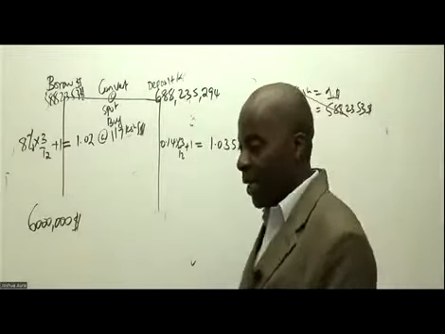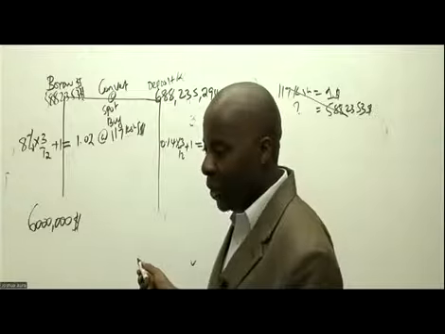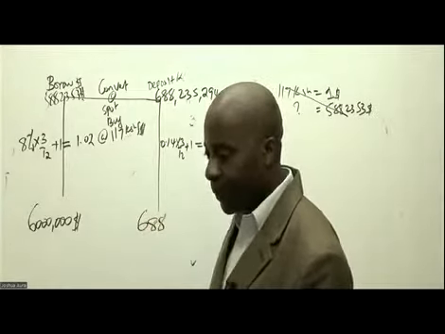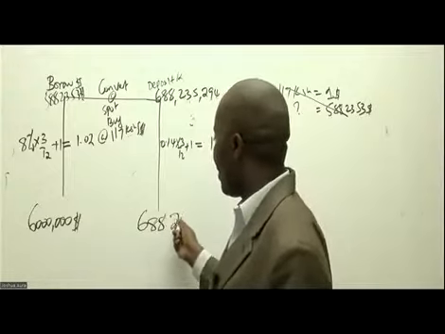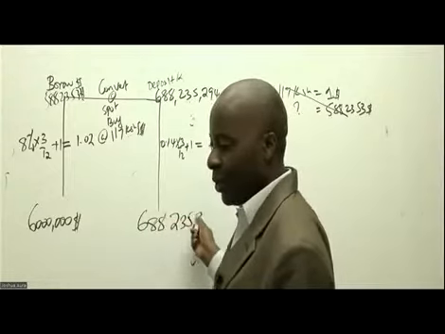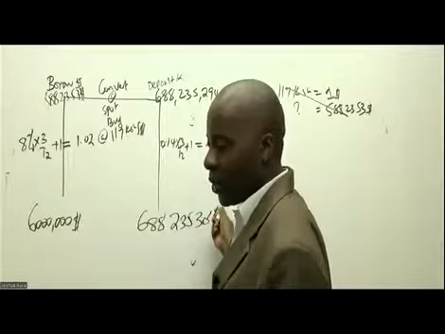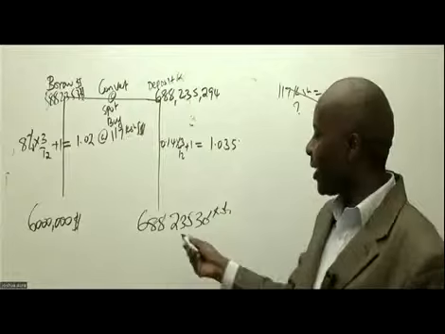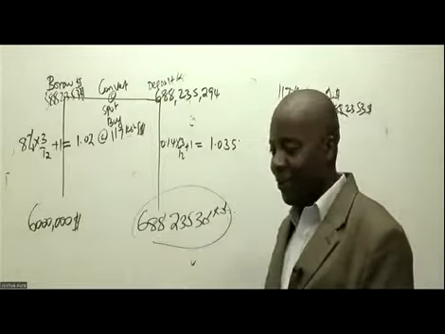We multiply. So multiplying here is giving us 688,235,301 Kenya shillings, like that. Thank you. Is there anybody who got this figure?